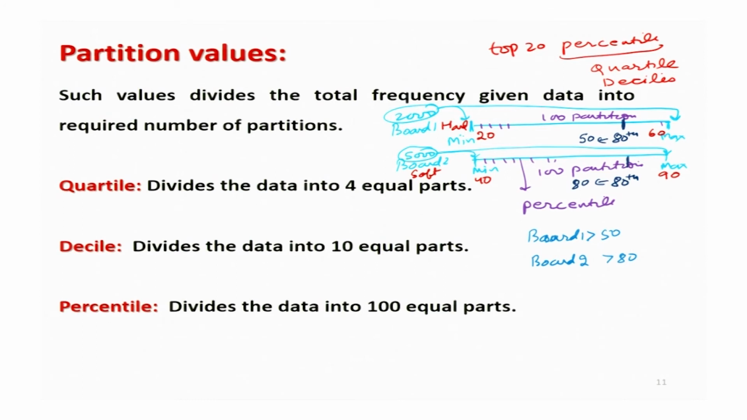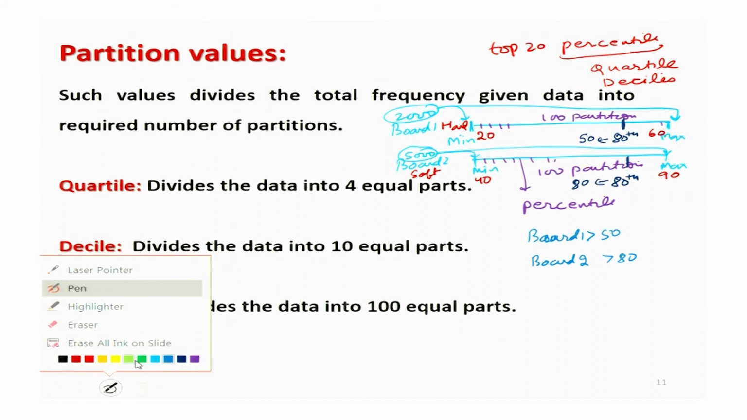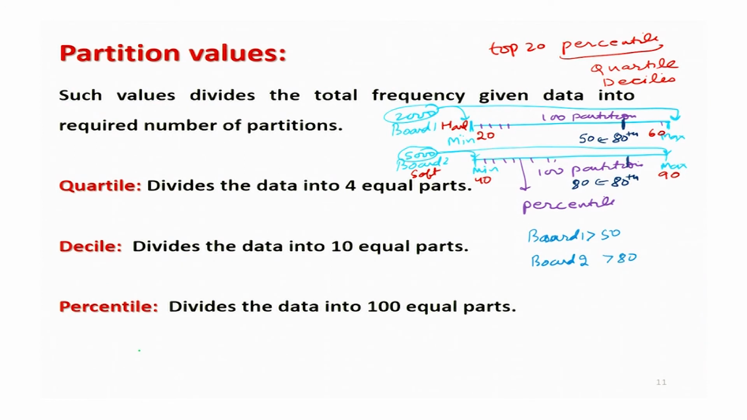I have taken this example just to explain what these partition values are. Similarly, if you want to make only 4 partitions instead of 100, then these partitions are called quartiles: the first quartile, the second quartile, that is the median, the third quartile, etc. And you have the option to make as many partitions as you want when you are working in the R software. This is the topic I am going to explain now. I have already explained the concept, and now my job is to show you how to execute these things in the R software.